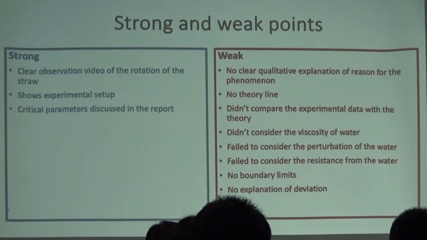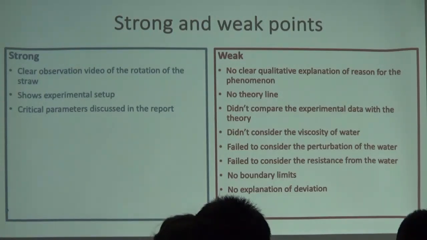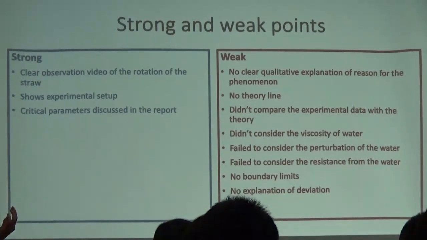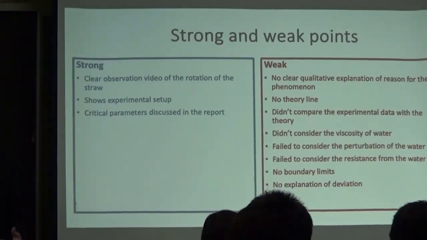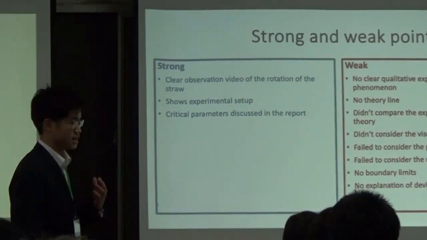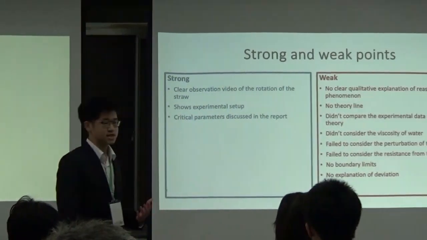And for weak points, he has no clear qualitative explanation of the reason for the phenomenon, and he has no theory line, and he didn't compare the experimental data with the theory, and he didn't consider the viscosity of the water. And he also failed to consider the perturbation of the water, and he didn't consider the resistance from the water. And he has no boundary limits for some parameters, and he has no explanation of the deviations.